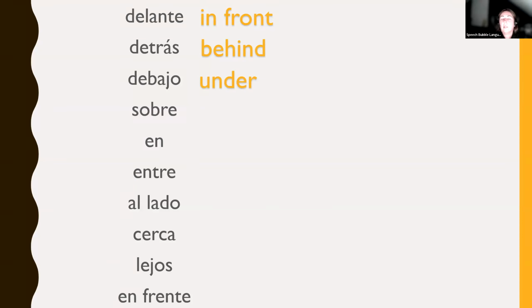Debajo. Debajo el sofá. Debajo de la mesa. So it could be under the sofa or under the table. Sobre. That means it's on something. Sobre la mesa. On the table. En el armario is in the wardrobe. Could be inside of the wardrobe. Or en el coche. It's in the car.